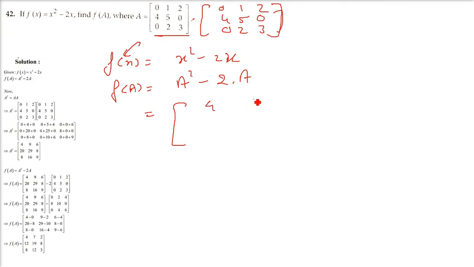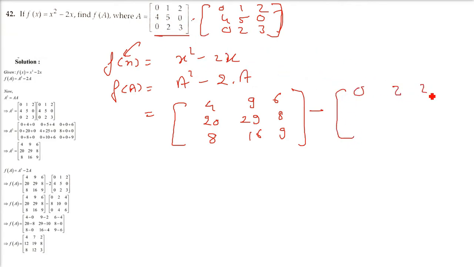I hope you'll be able to do it. A square, I'm directly writing the value. A square is 4 9 6, 20 29 8, 8 16 9, minus twice of A. Multiply this matrix with 2 and write it here. Minus 2. I multiply every element by 2. So 0, 2, 4. Then 4 2s are 8, 10, 0, and 0, 4, and 6. I multiplied everything with 2.